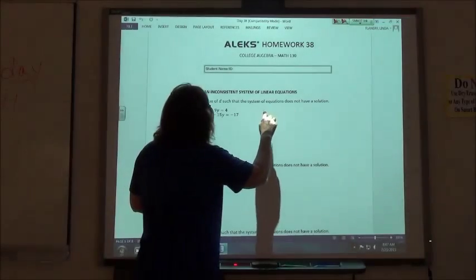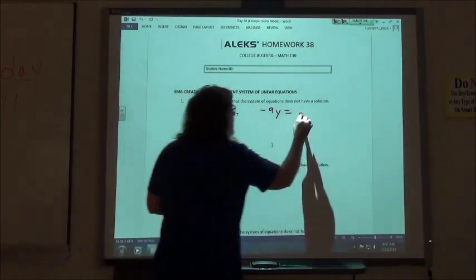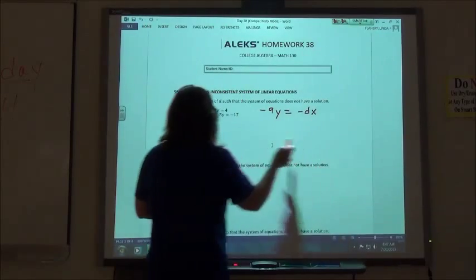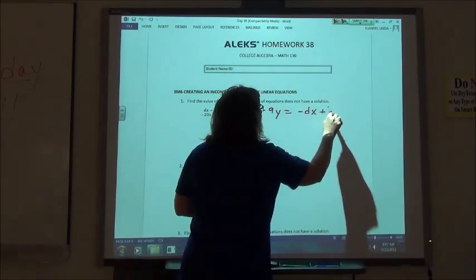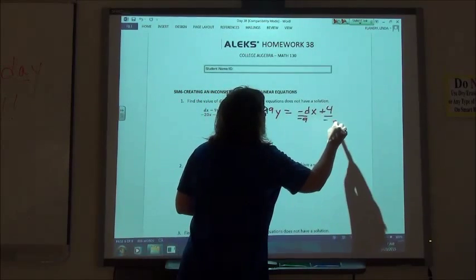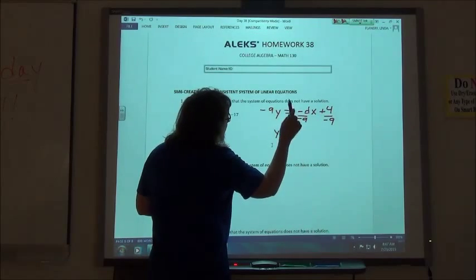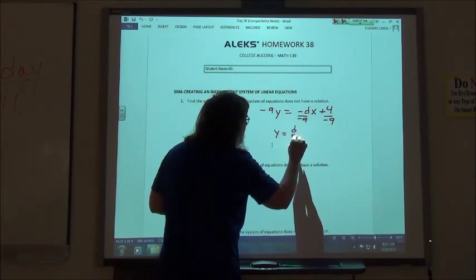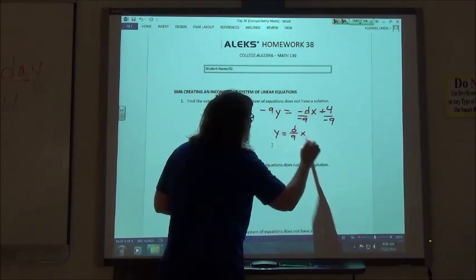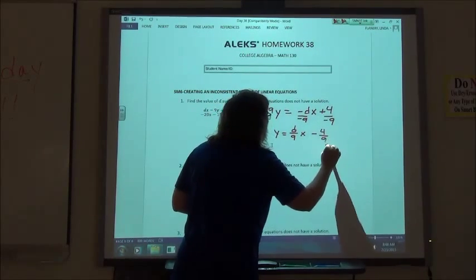So top one, negative 9y would equal, if I move my x over, negative dx plus 4. Then, of course, I've got to divide by my negative 9. And so y is going to equal, I've got a negative over a negative, so that makes a positive d over 9x. And then a positive over a negative, so minus 4 ninths.